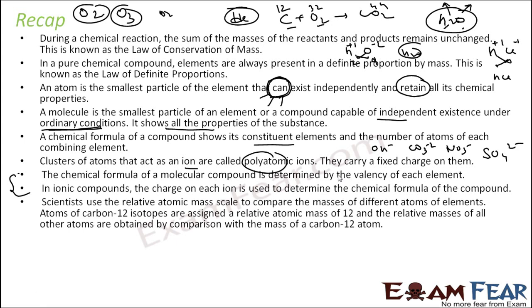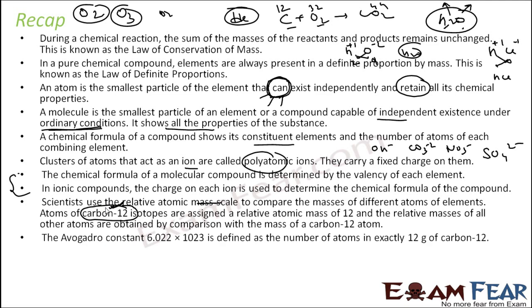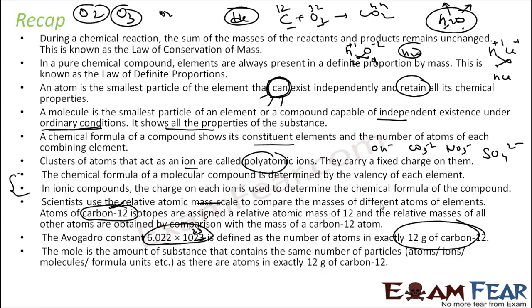Scientists use relative atomic mass as a scale to compare the atomic masses of different elements. The carbon 12 isotope is assigned as the benchmark, and every other element's relative atomic mass is calibrated using the mass of the carbon 12 isotope. In history, we have seen that earlier hydrogen was used, then oxygen, and then carbon 12. The Avogadro constant is 6.022 into 10 to the power 23. This is the number of atoms in exactly 12 grams of carbon 12.